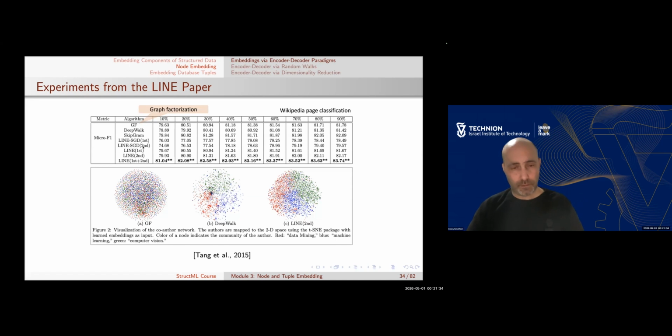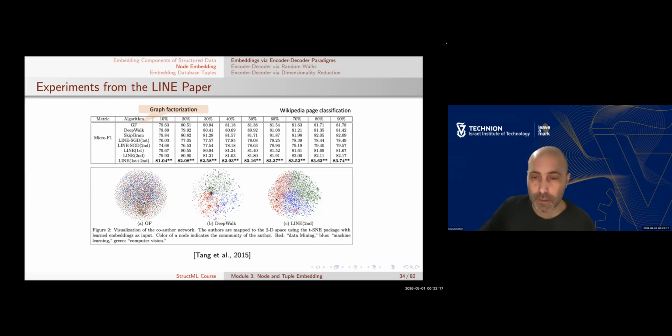And basically what they do is, like we discussed in the beginning of this part, a downstream task. You take the embedding, you train a model over this embedding and test it. And here they use 10% for training, 20% for training, and so on. And these are the different techniques. And the one that works best for them is LINE with not just the first or the second order decoder, but actually a combination of them. So that's one way where they show the goodness of their embedding.